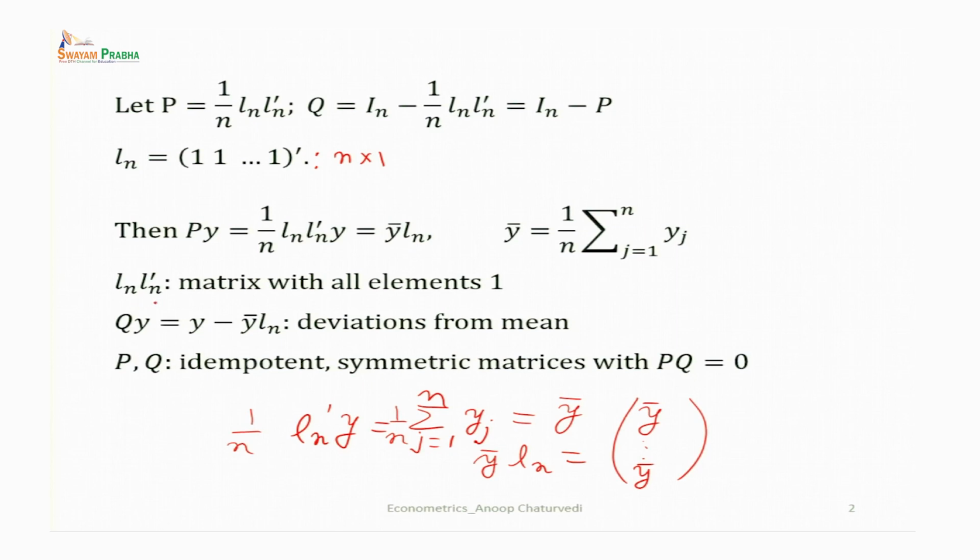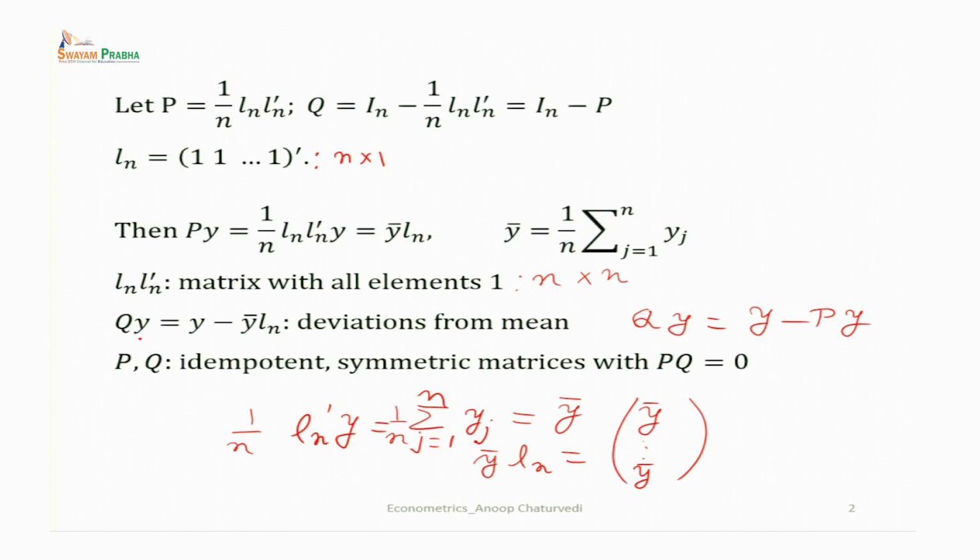Then l n l n transpose is a matrix with all elements equal to 1. This is an n cross n matrix and it has all elements equal to 1. Further, if you define Q y equal to (I n minus P) y, so Q y is equal to y minus P y, or you get y minus y bar l n.